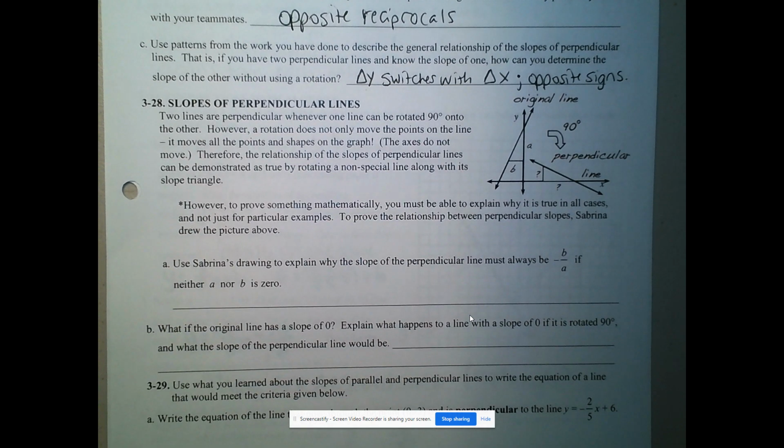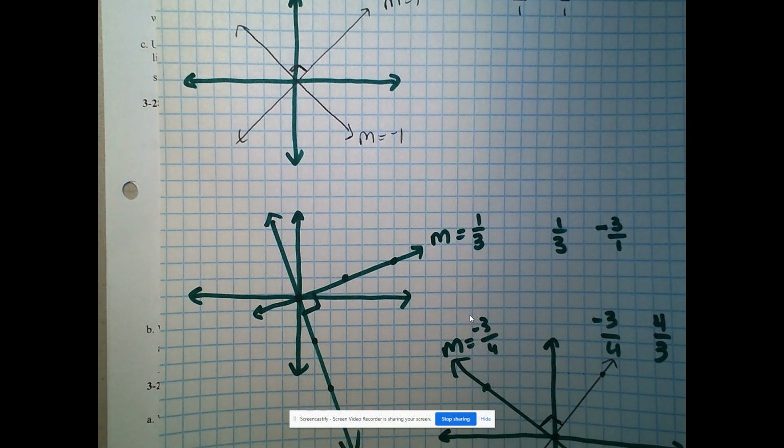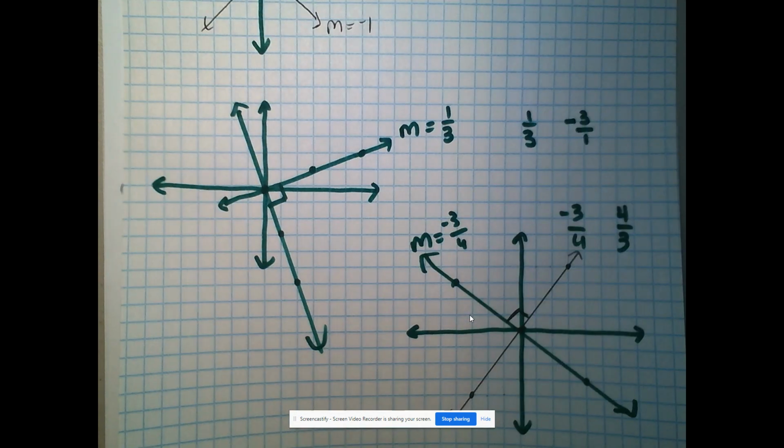Slopes of perpendicular lines. Two lines are perpendicular when one line can be rotated 90 degrees onto the other. However, a rotation does not only move the points on the line, it moves all of the points and shapes on the graph. The axes do not move. Therefore, the relationship of the slopes of perpendicular lines can be demonstrated as true by rotating a non-special line with its slope triangle. So that's really fancy for when you turn it, it does not keep the same intercept necessarily. Like the sample ones that I did, I put all of the intercepts right at the origin, and then I rotated it around the origin so they didn't move.